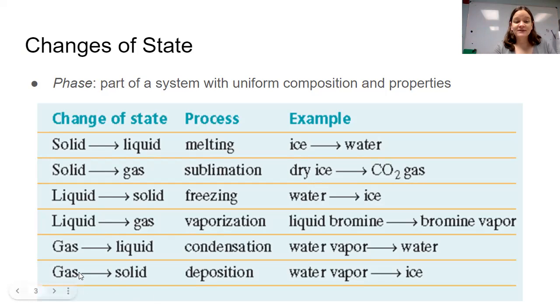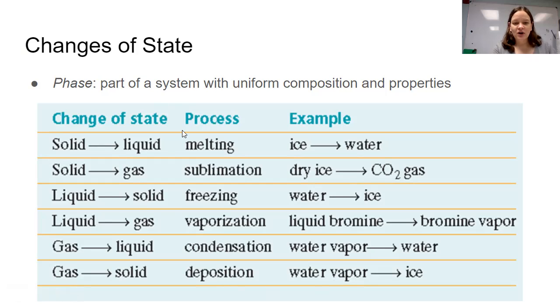The opposite process of that is going from the gas state to the solid. We call that deposition. Water vapor can go straight to the ice phase, the solid phase, without passing through the liquid phase. We'll see that sometimes when frost forms, it doesn't actually turn into a liquid and then a solid. It goes straight from being water vapor in the air to being frost on your windshield.